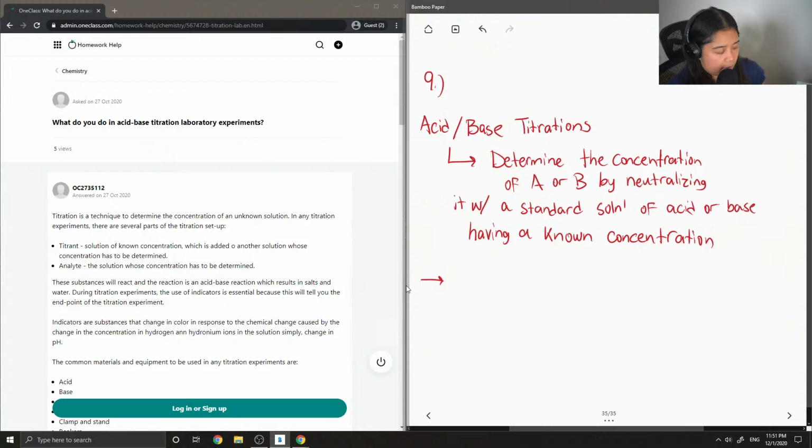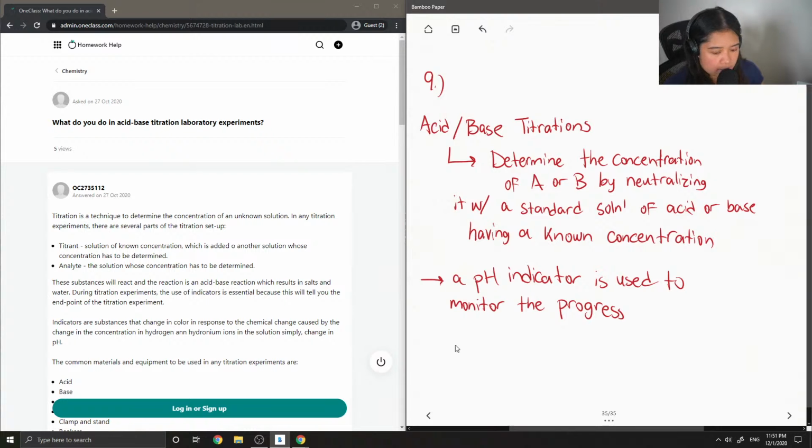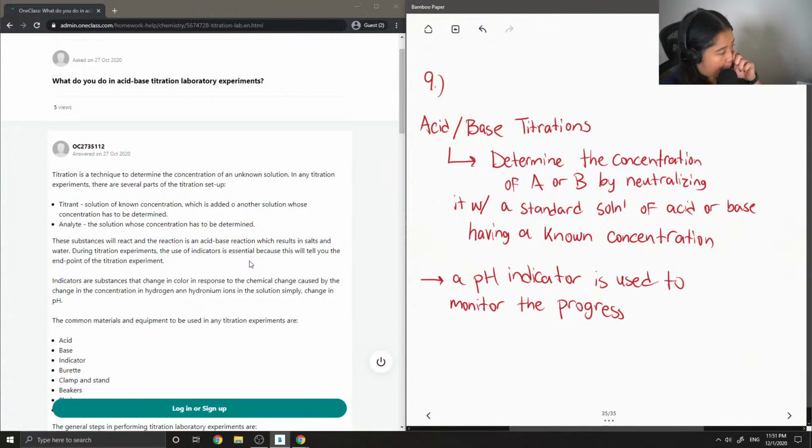So during titration reactions, a pH indicator is used to monitor the progress of the titration. Okay, so let's see what the junior tutor said.